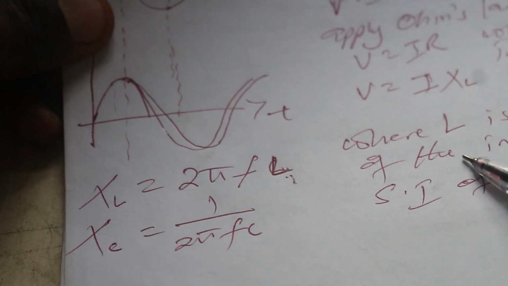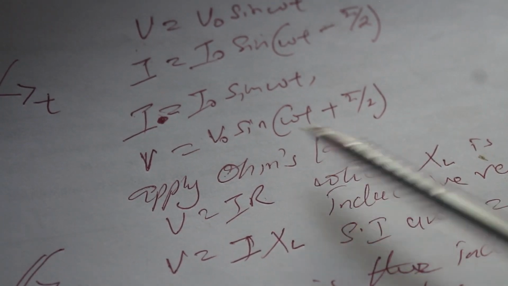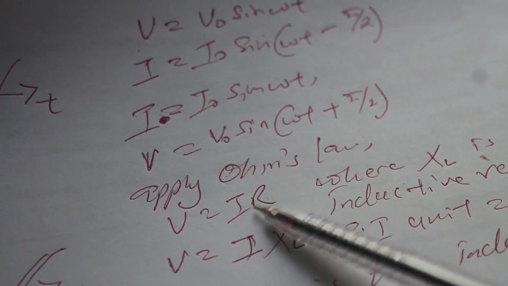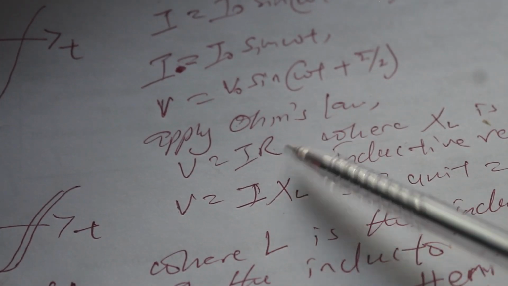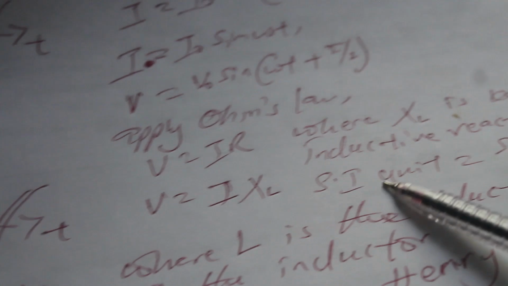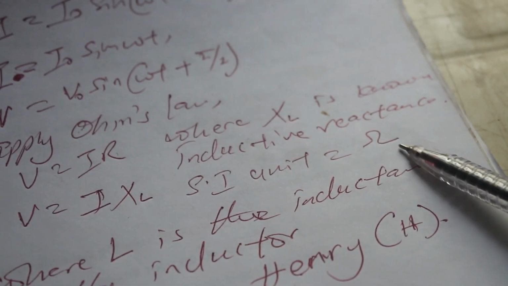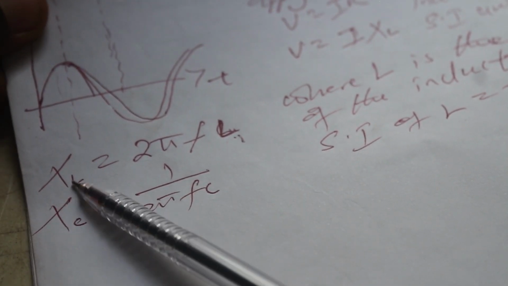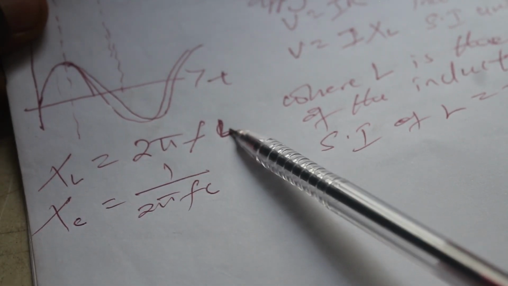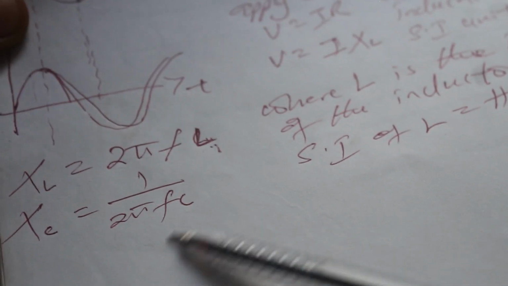So when you apply Ohm's law, which is basically V equals IR, we can replace R by the inductive reactance XL, and then the whole thing will still hold. Of course, the SI unit of inductive reactance is, like I said earlier, ohms, and inductive reactance is given by 2 pi f L, where L is the inductance of the inductor, measured in Henry.